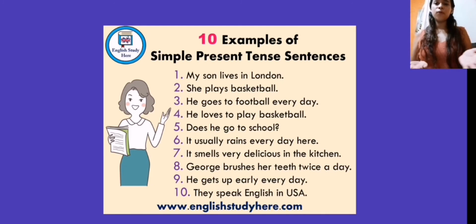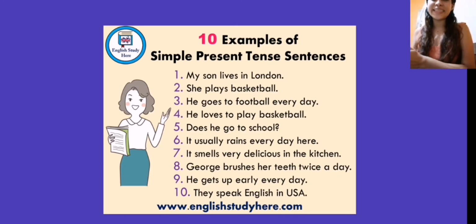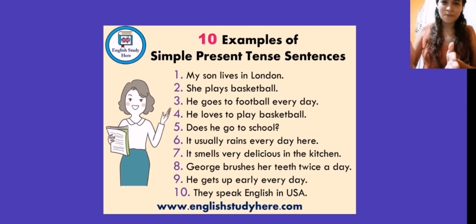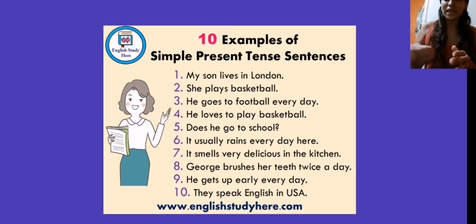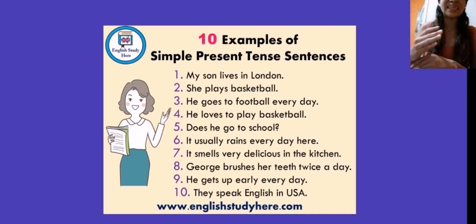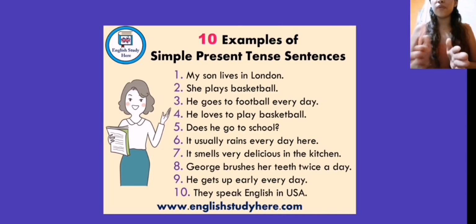We have more examples about this topic. My son lives in London. My son, in this case, is third person, because my son we can say is he. In this case, he is third person. For that reason, we add s at the end of the verb. My son lives in London. She plays basketball. He goes to football every day. He loves to play basketball. Does he go to school? Okay. There are more examples about this topic.